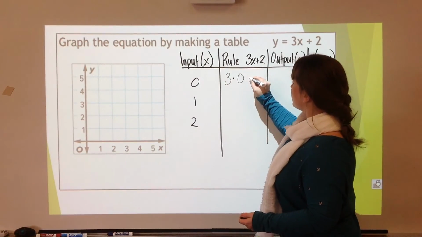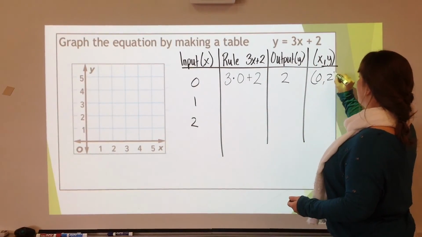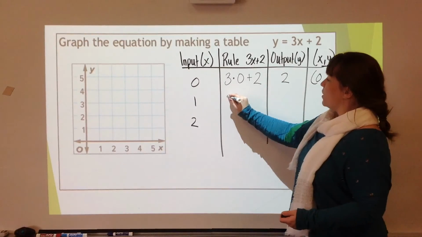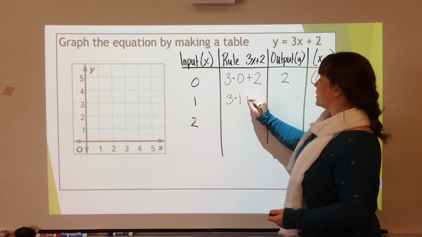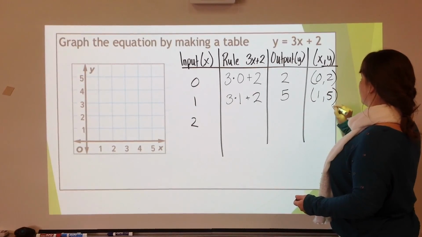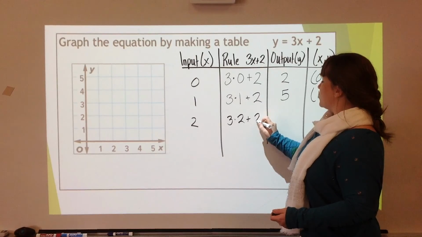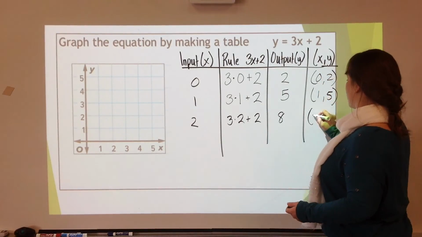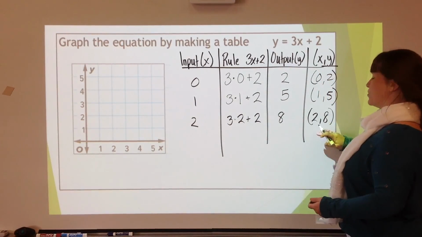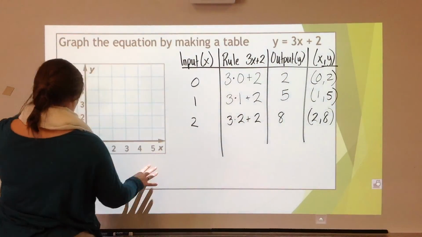3 times 0 plus 2 is 2, and then our first point should have been 0, 2. When we pluck and plop the 1, we get 5, so that's 1, 5. And when we pluck and plop the 2, we do get 8. And right away I'm noticing, oh, I'm not going to be able to graph this one because of the limitations of it only being up till 5.